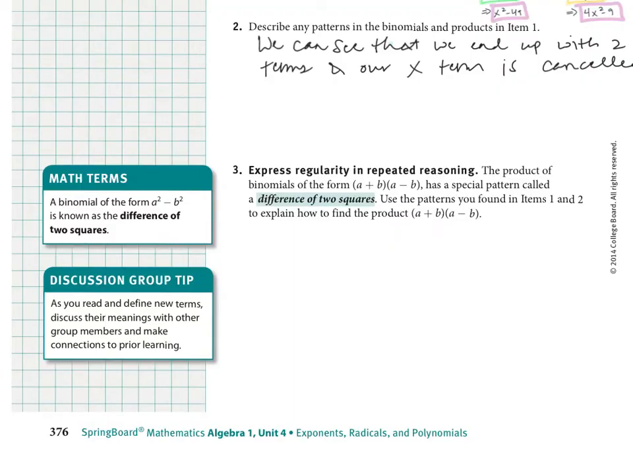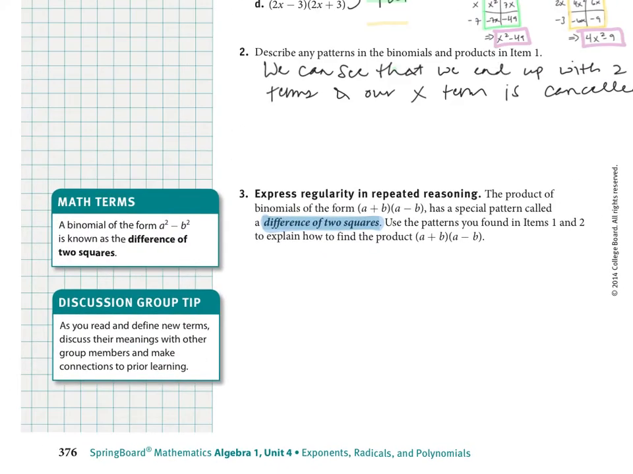So let's look below at number 3, and it says the product of binomials of the form a plus b times a minus b has a special pattern called the difference of 2 squares. So we can use the patterns that we found in numbers 1 and 2 to explain how to find the product of a plus b times a minus b. What's going to happen is our first term, a, will be squared, and we'll be subtracting whatever b is squared.